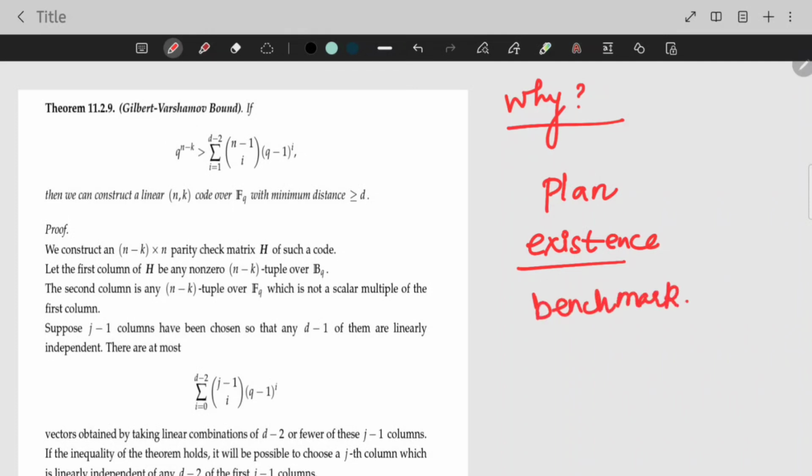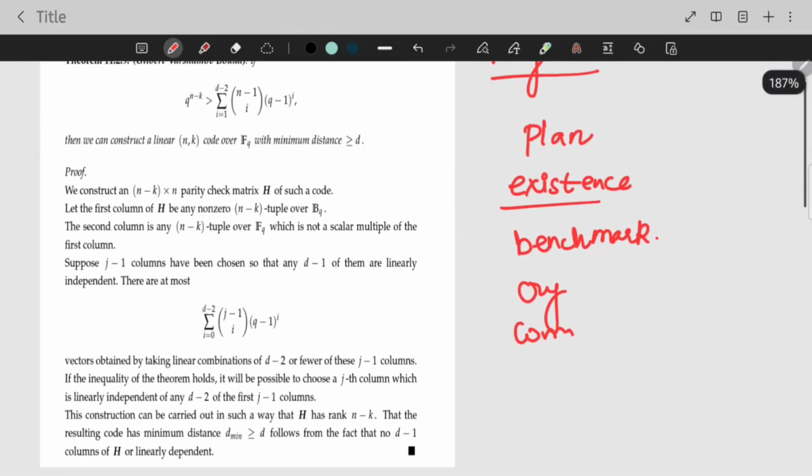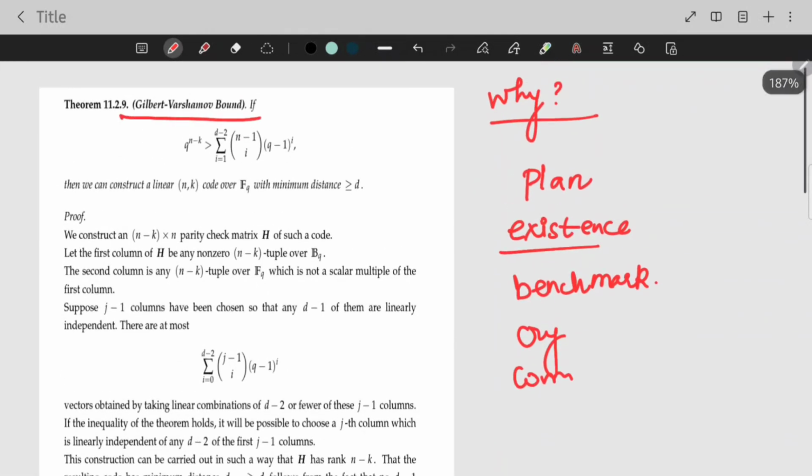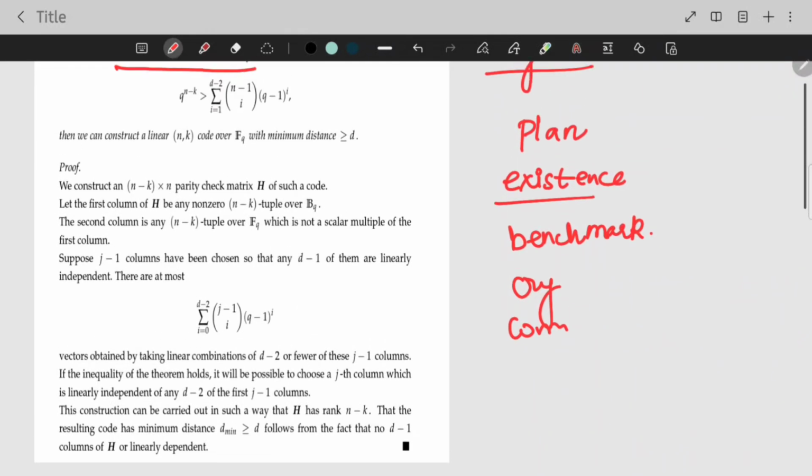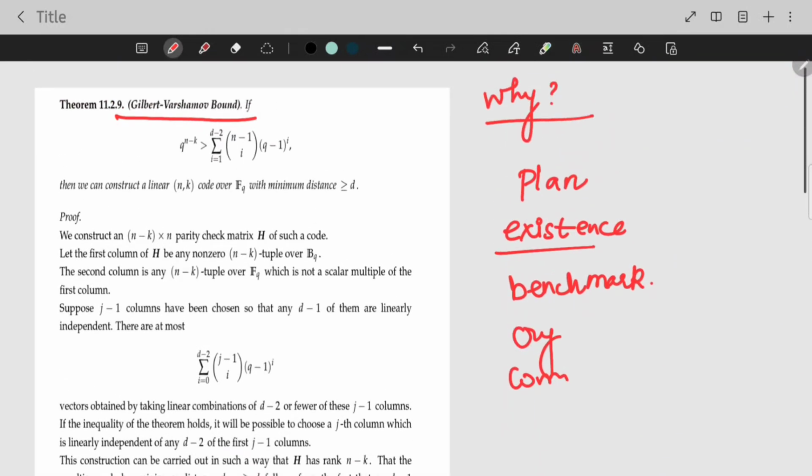Also, it is especially useful in theoretical research, cryptography, and communication systems. I have explained this Gilbert-Varshamov bound theorem as in this picture in simple terms. So that's the Gilbert-Varshamov bound theorem.